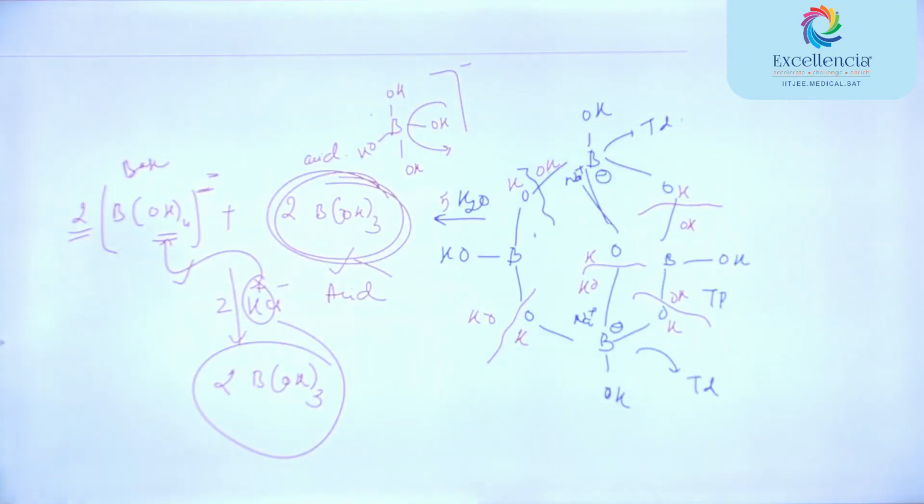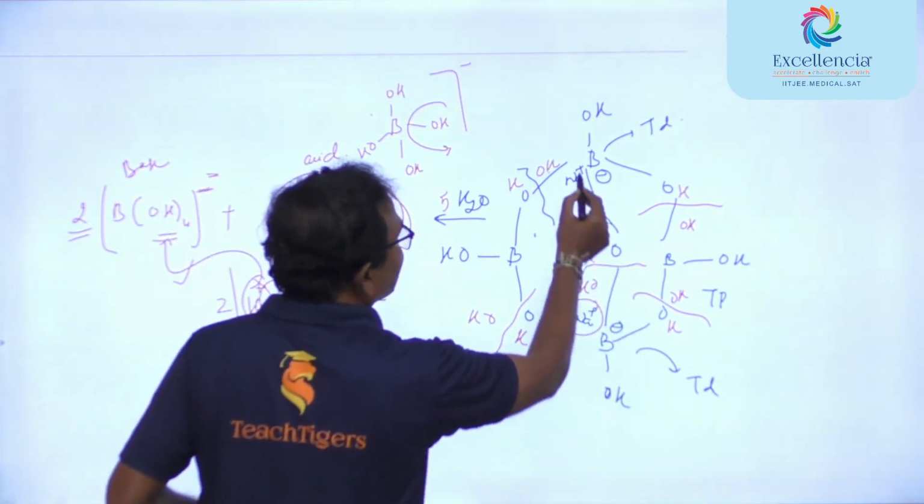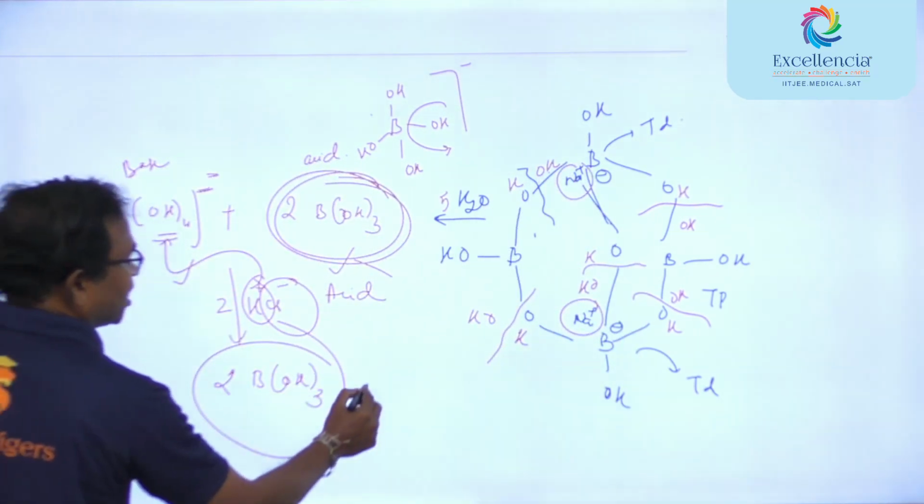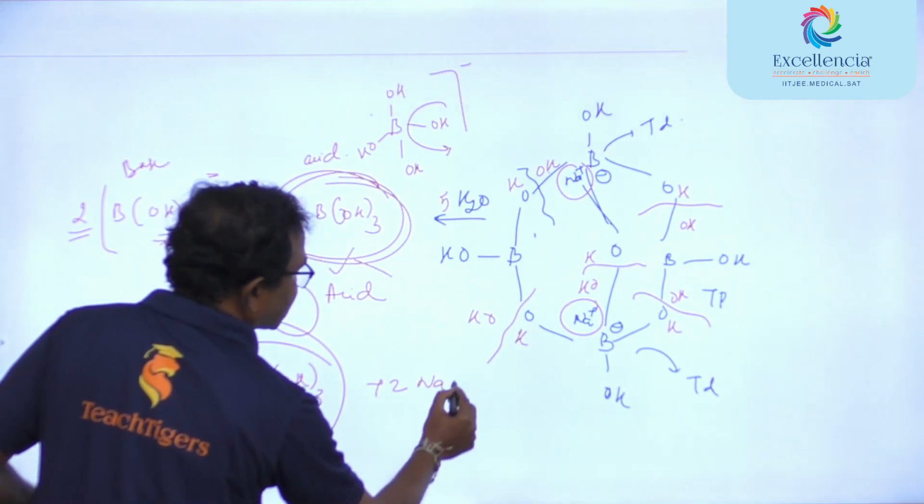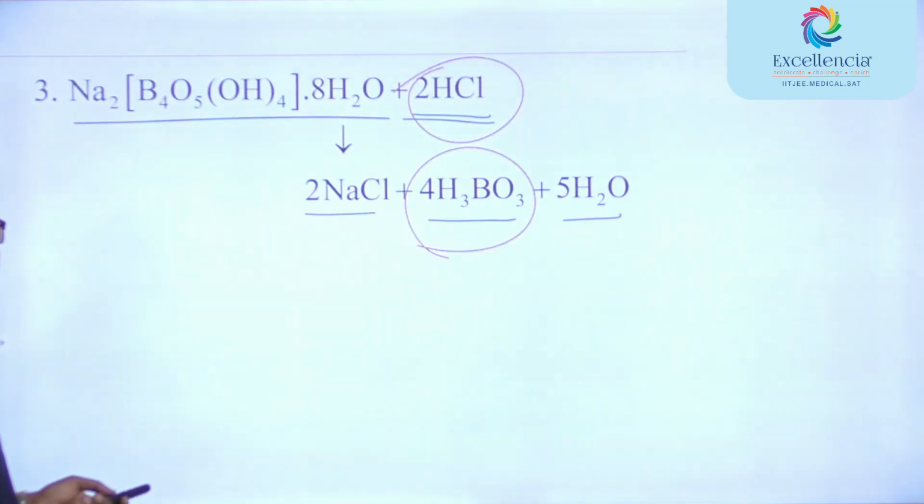And what about NaCl? Where is NaCl? Chloride is here and sodium is here. We have 2 sodiums and obviously 2 chlorides. That should give you 2 NaCl. That's it. Alright. And what is the balancing here? You can see the balancing part.